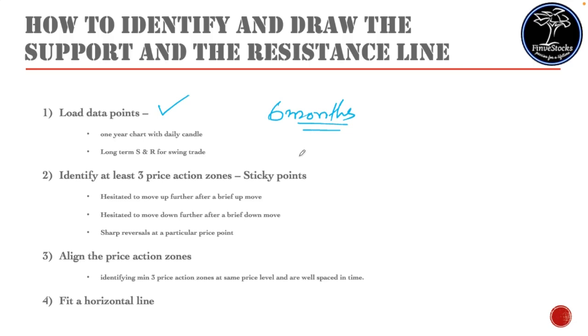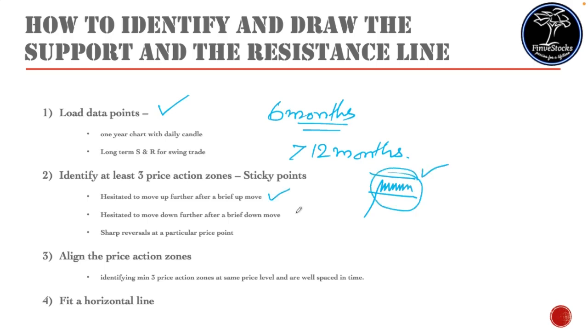If you are looking for swing, then we should go for long-term support and resistance zone. So the minimum time period required is more than 12 months. So once the data points are available, the second point to identify is the price action zone. Price action zone is nothing but the sticky points. When the stock starts moving, at a particular point, it will start consolidating. So this zone is called the sticky zone.